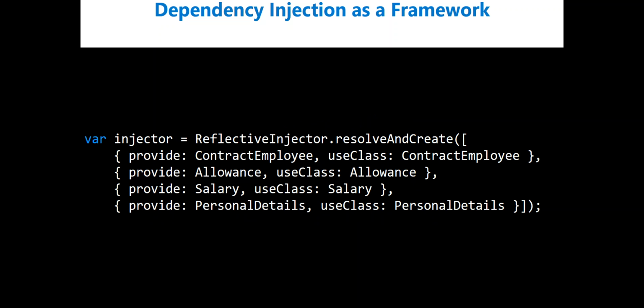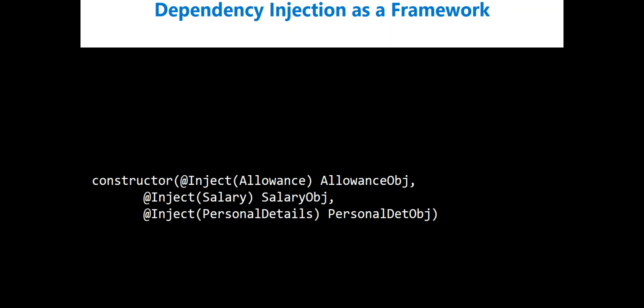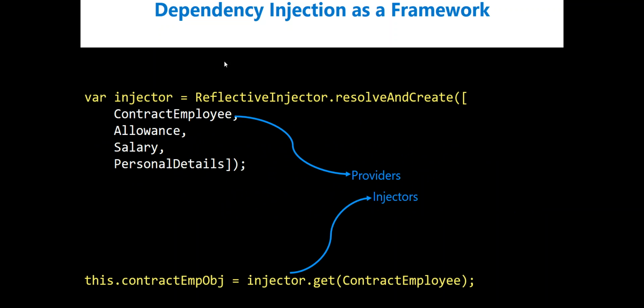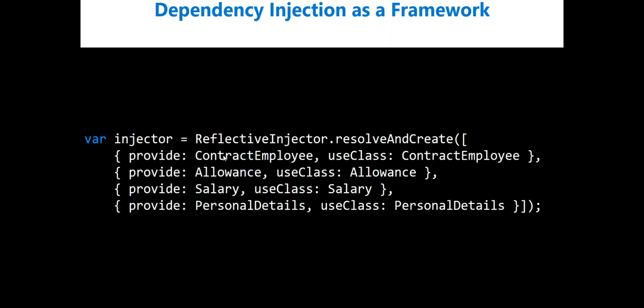Okay, this is an alternative. So this statement's alternative, or longer syntax maybe, is like this one. So again you can find the resolve and create. So resolve and create you can also give in this detailed manner, like provide contract employee, use class. So it's something like we can give some more extra information to the DI, like what is the class that you are actually looking for, what type you are actually providing.